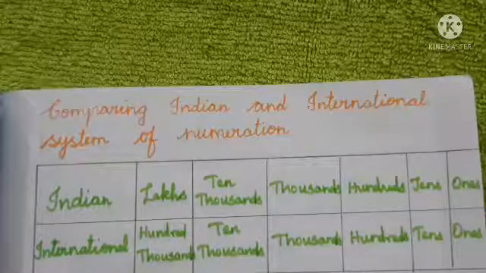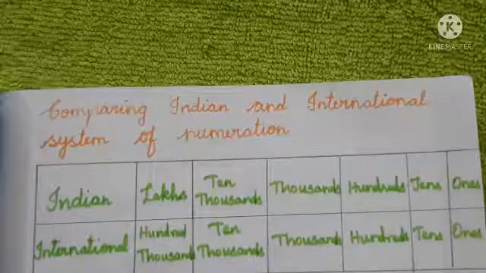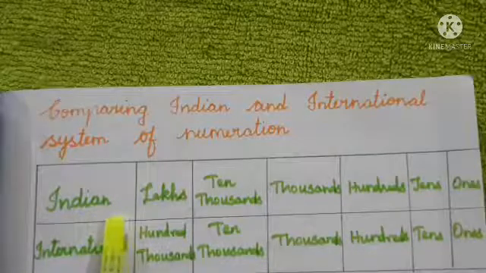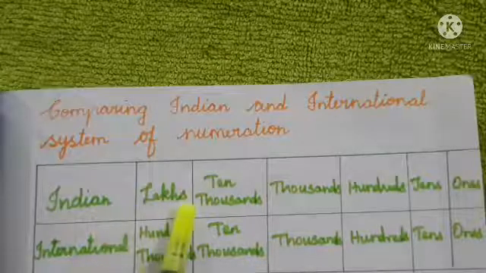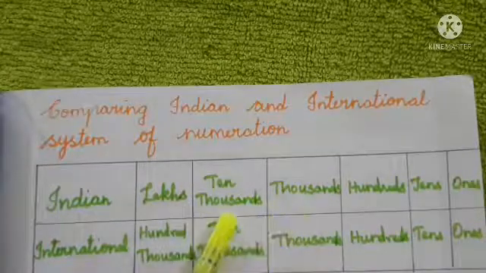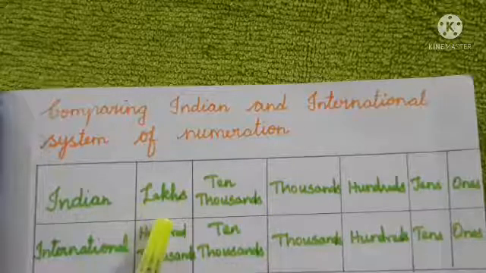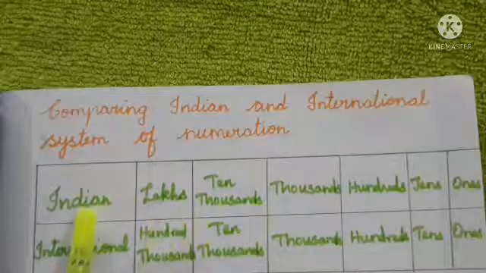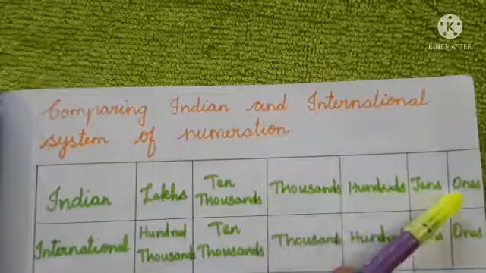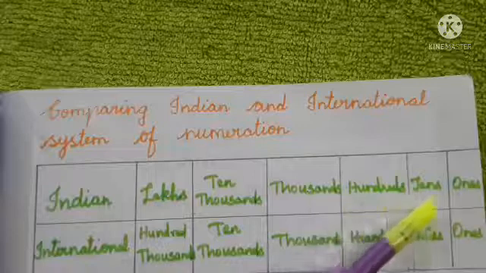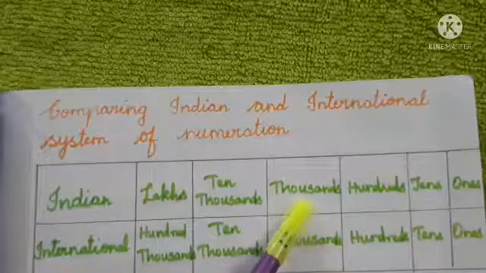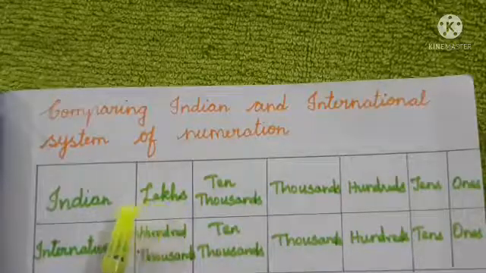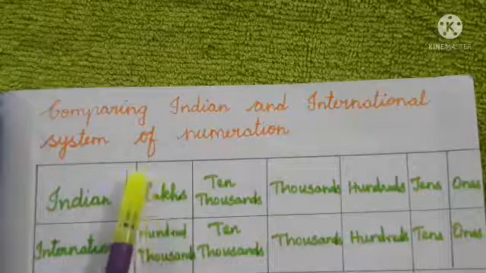So look here. In the first class itself we learned the Indian system, isn't it? In the Indian system of numeration we have three periods: ones period, 1000 period and lakh period. So the first 3 digits, that means ones, tens, 100 places, will come under the ones period. Then 1000 and 10,000 will come under the 1000 period, and then lakh and 10 lakh will come under what? Lakh period.